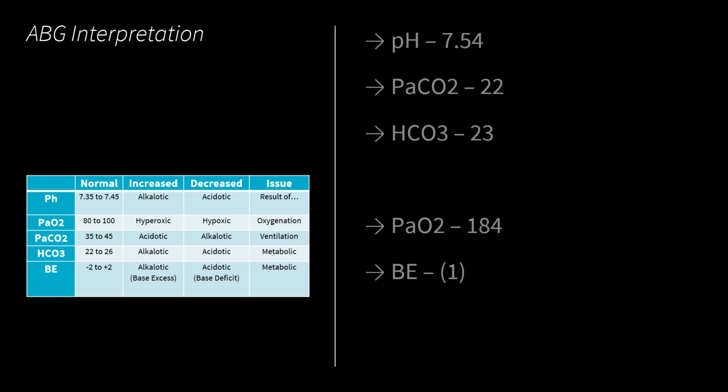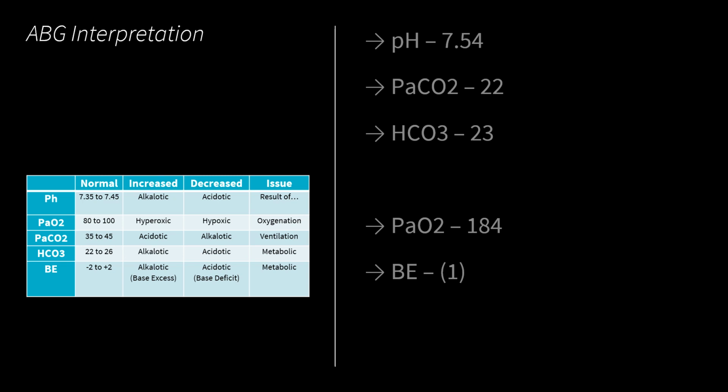All right, our next one here. We look at our pH. pH is coming back at 7.54, so this is high. So this is the opposite of the other two. This is an alkaline or basic environment. So we know we have an alkalosis as our acid-base disturbance.